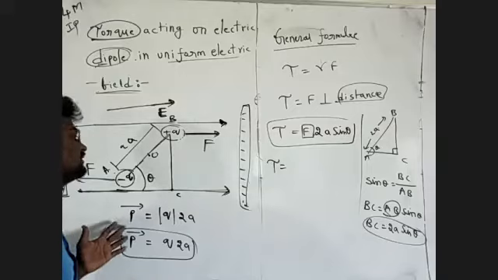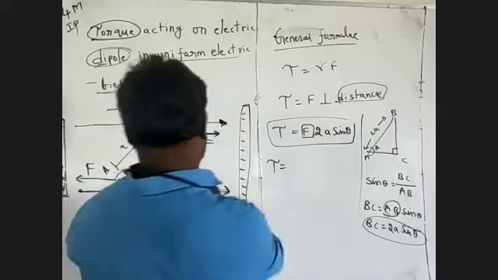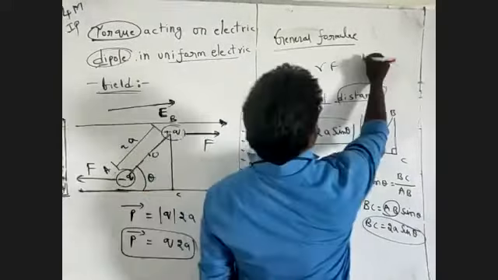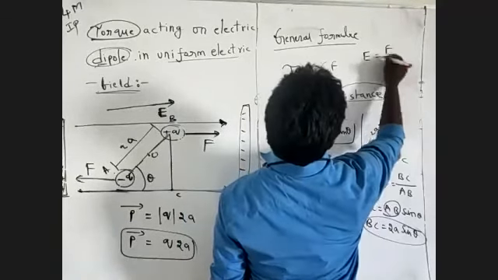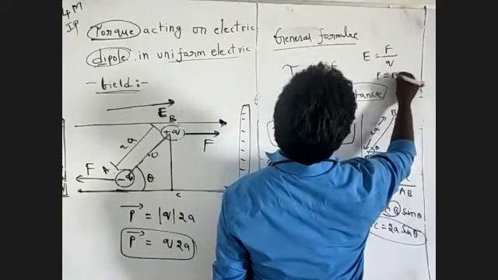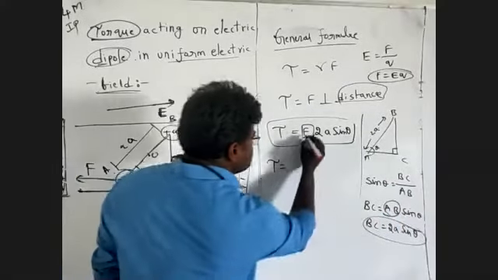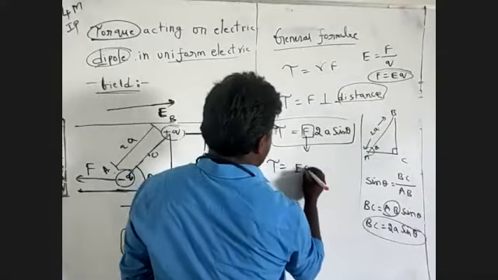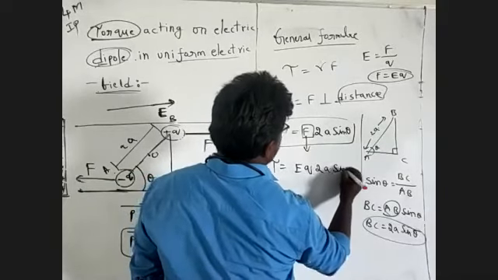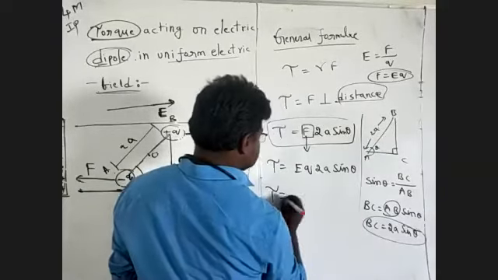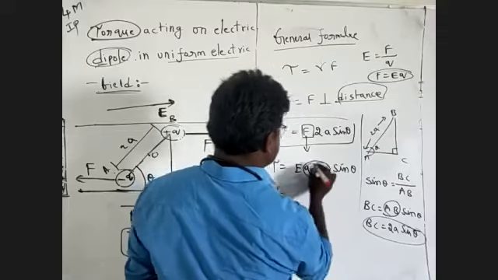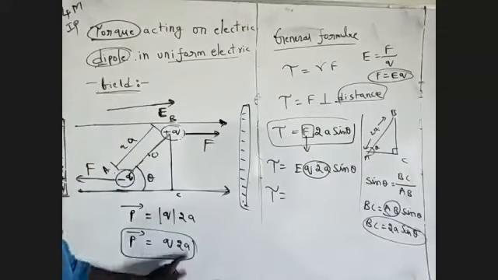Force is nothing but intensity of electric field. The intensity of electric field is equal to force by charge, so F is equal to EQ. Now F is equal to EQ and the distance is 2A sin theta.